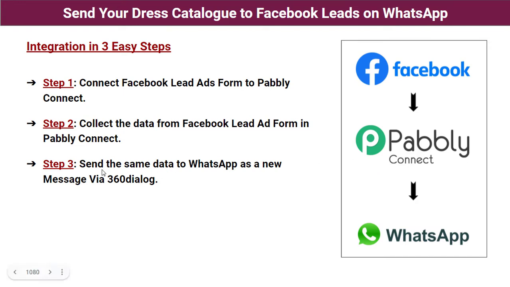In the third step, we have to send the same data to WhatsApp as a new message via 360dialog. Now here what we have to do is transfer the data captured in Pabbly Connect from Facebook to 360dialog in order to send the message on WhatsApp. Now here you must be thinking, what is this term 360dialog and why did I use that? So let me explain that WhatsApp does not allow us to send messages directly. So that is why we are using WhatsApp's official API, 360dialog. With the help of this software, we will be able to integrate WhatsApp with Pabbly Connect.